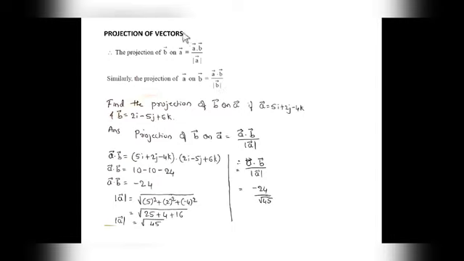Let's understand this concept by some examples. Here we have an example. Find the projection of vector B on vector A if vector A is equal to 5i plus 2j minus 4k and vector B is equal to 2i minus 5j plus 6k. Answer. Now we have to find out the projection of vector B on vector A, so I have to use the first formula.